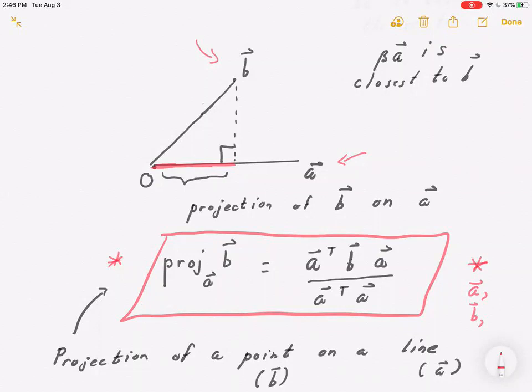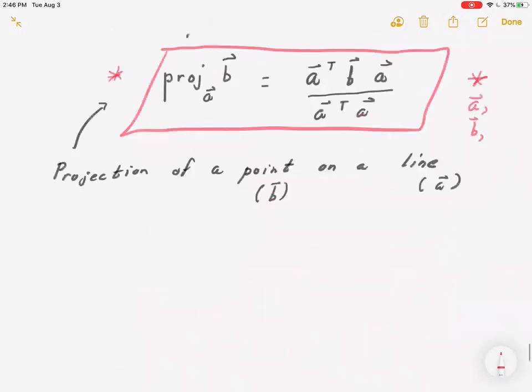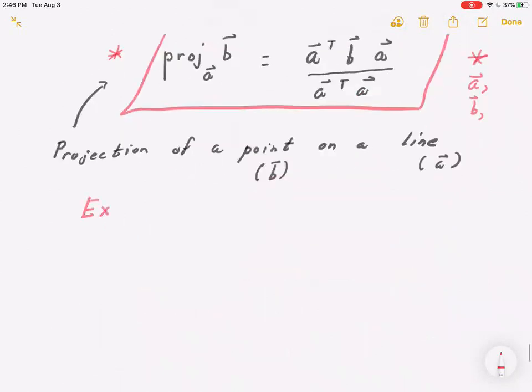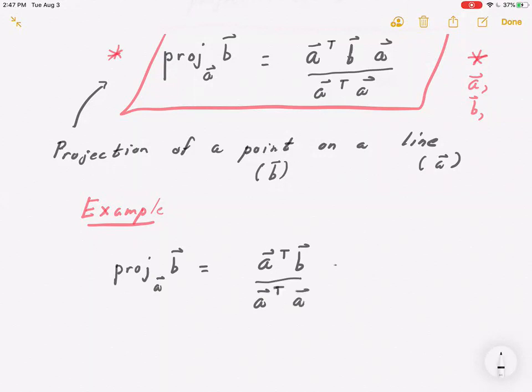So in fact, let's go through an example of how this works. So let's take this expression we've gone to the trouble of evaluating, showing that it's true. We have that the projection of B onto the line A is transpose of A, B, divided by transpose of A times A.